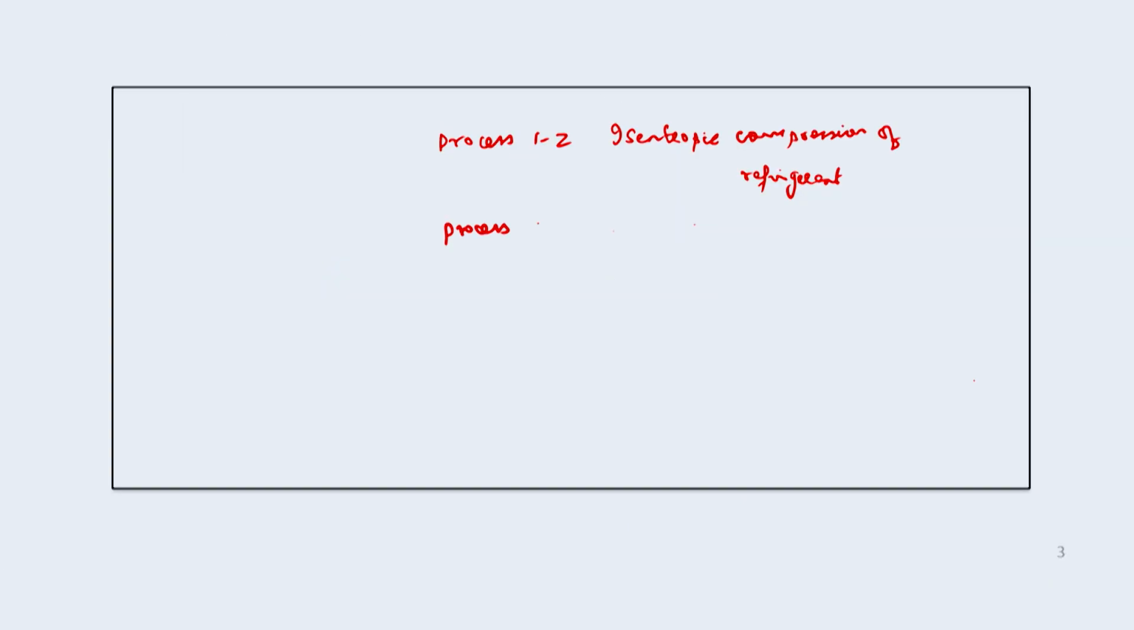Process 2 to 3 is an isobaric heat rejection process. So, it is nothing but the condensation process. Let me draw the diagram here.